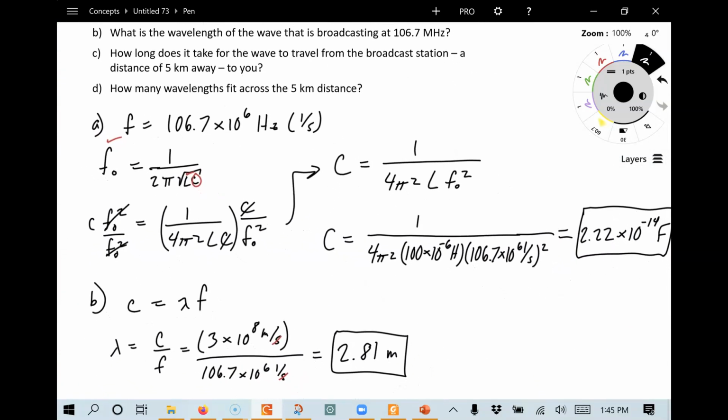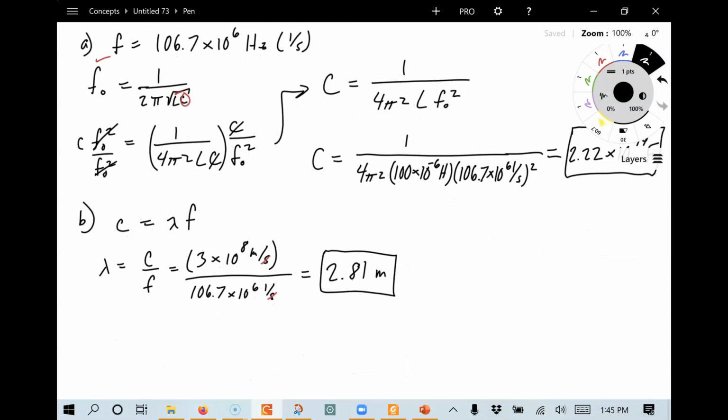All right, let's look at part C. How long does it take for the wave to travel from the broadcast station, a distance 5 kilometers away, to you? Well, we know how fast the wave is traveling, and we know how far it's going to travel. Question is, how long is that going to take? We can use a simple formula. Since the speed is constant, we can say speed is equal to distance divided by elapsed time, delta t.